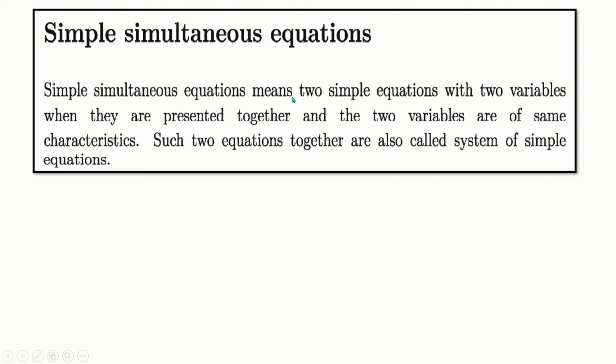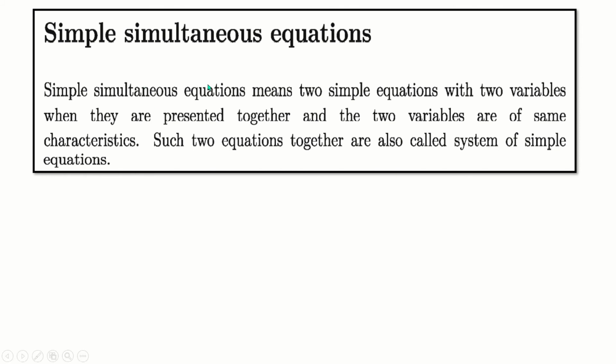Simple simultaneous equations means two simple equations with two variables when they are presented together and the two variables are of the same characteristics. Such two equations together are also called a system of simple equations. That type of explanation we had already explained in the previous class. Previous class means from class 8.